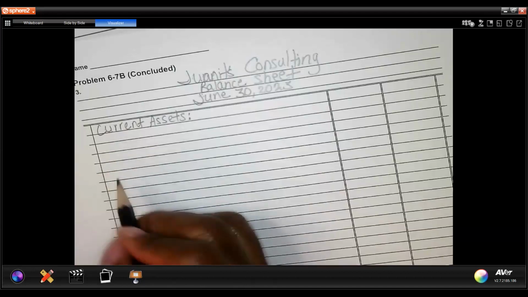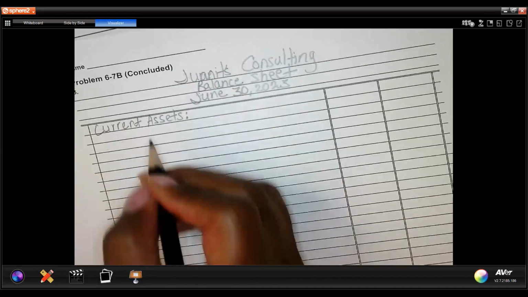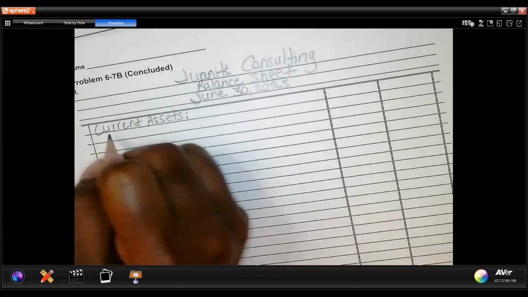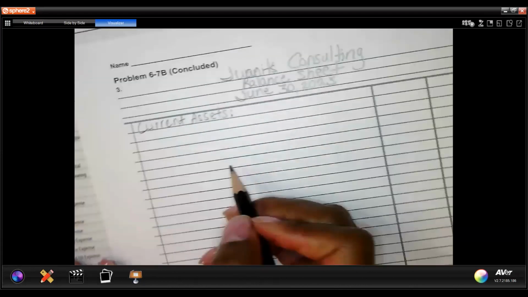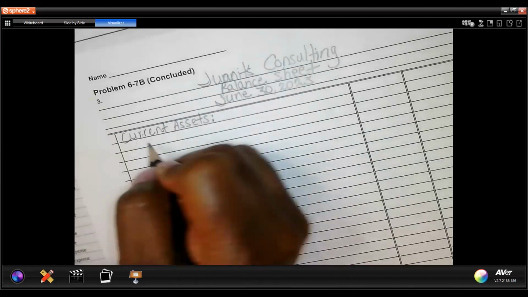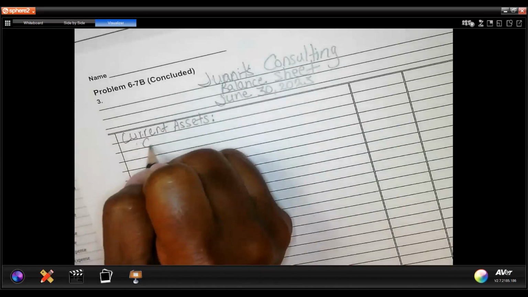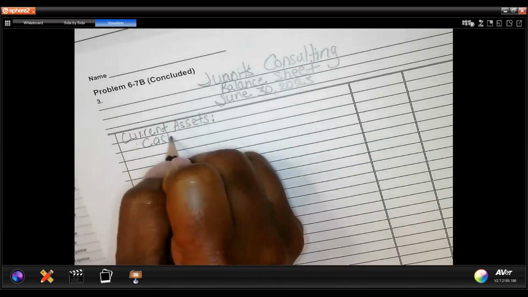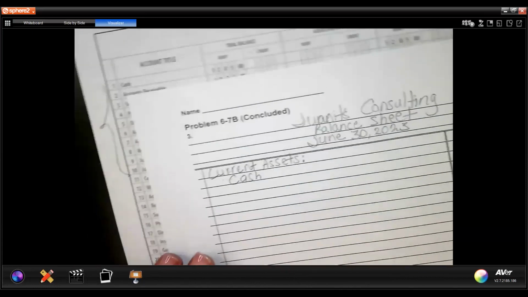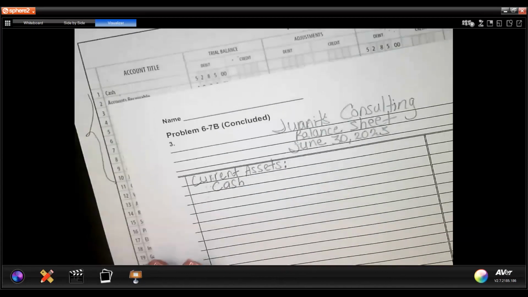So again, I'm going to write in all of the accounts under current assets, and these are going to be all of my asset accounts. And I'm going to begin with, of course, we're going to indent. And our first account, as you can see, is going to be cash, because that's what the first account listed here is. Okay, we're going to follow that.